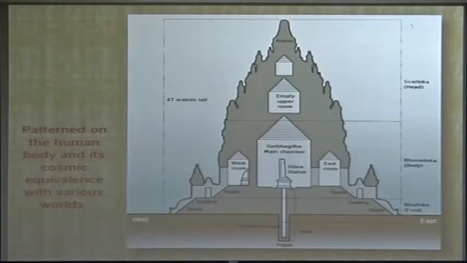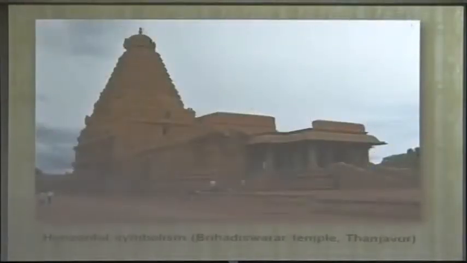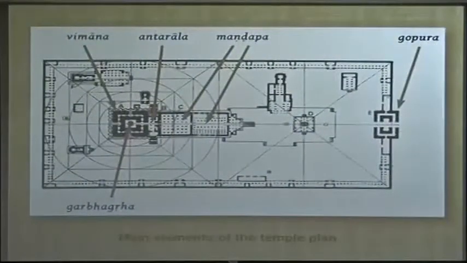This, of course, is borrowed from the philosophy of the Shulba Sutras 1,000 years earlier, and it is also patterned on a human body. So we have many equivalences at work. Then there is what I call the horizontal symbolism, and I'm taking the example of the Brihadishwara, or big temple of Tanjavur, a magnificent Chola temple, which recently celebrated its 1,000-year anniversary. That was 2-3 years ago, built by Raja Raja Chola.